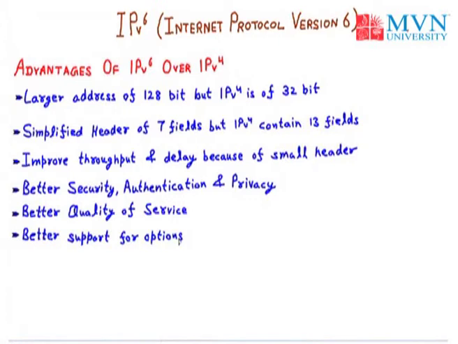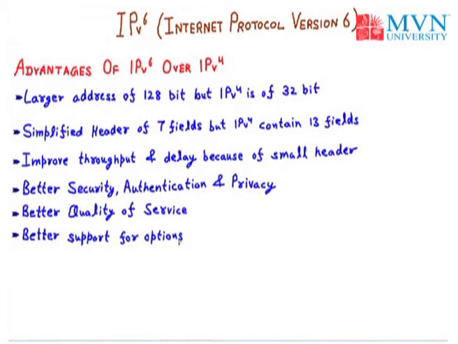So that means IPv6 has more features over IPv4, and it has various advantages over IPv4, like the larger address, that means we can send more data; simplified header, that means it is easy to handle; improved throughput and very little delay; and obviously we have better security, authentication, privacy, better quality of service, and better support for newer options. That means we can also update IPv6 with our current time. So that is all about the advantages.